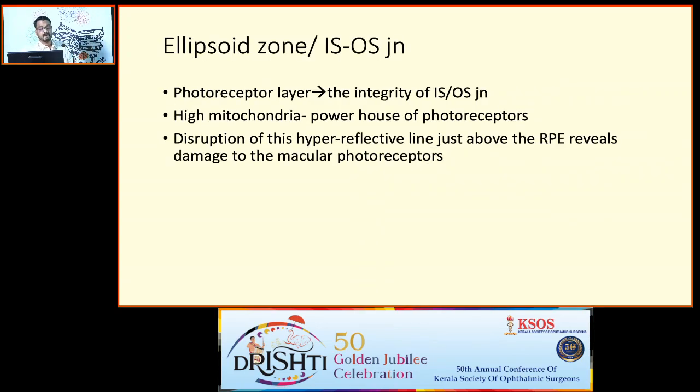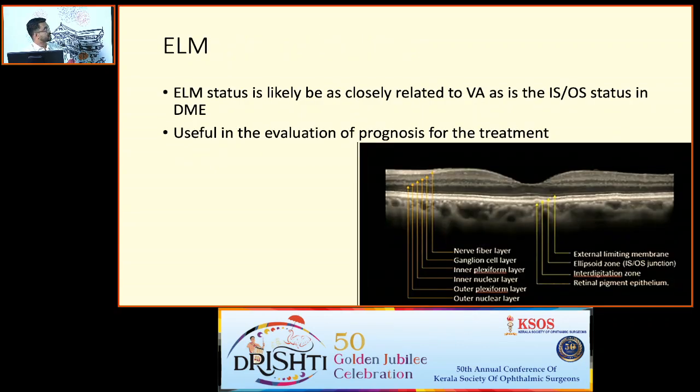And then integrity of the ellipsoid zone. This is the RPE, and just above the RPE, this hyperreflective membrane is the ellipsoid zone, and above the ellipsoid zone is the external limiting membrane. So in chronic cases of DME, this external limiting membrane loss occurs first, and the disruption in the external limiting membrane can lead to fluid seeping beneath, into the subretinal space.